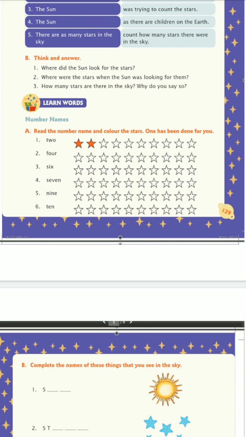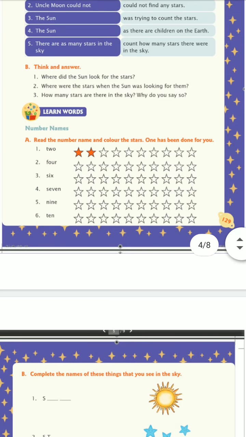How many stars are there in the sky? There are so many stars. You can say there are an uncountable number of stars in the sky. Why do we say so? Because we are not able to count all of them.